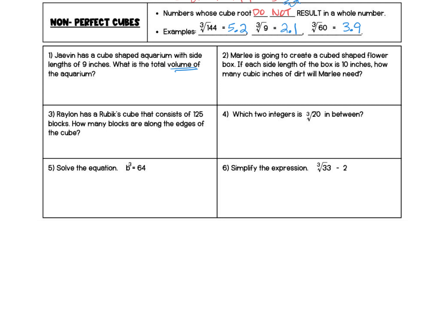All right, so number 1, if we're trying to find the volume and it has a side length of 9, we're going to say 9 times 9 times 9. Well, what is that? It's 729, and it will be inches cubed. Remember, volume is in inches cubed or units cubed.